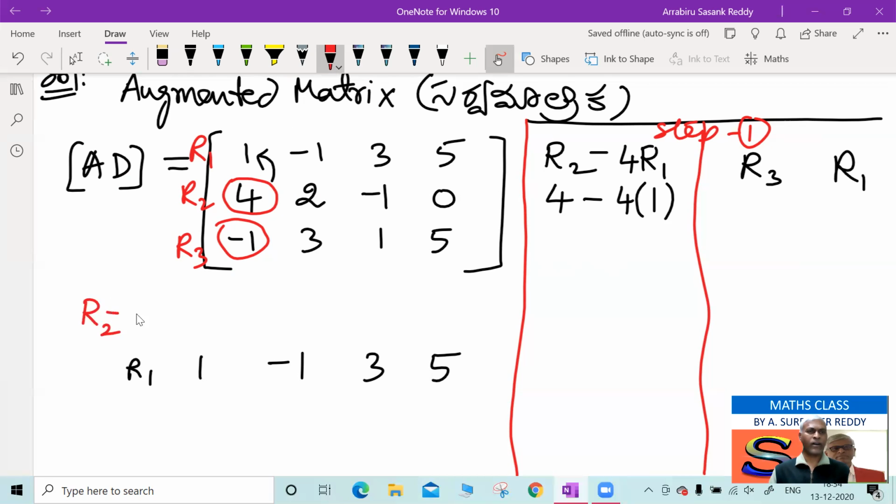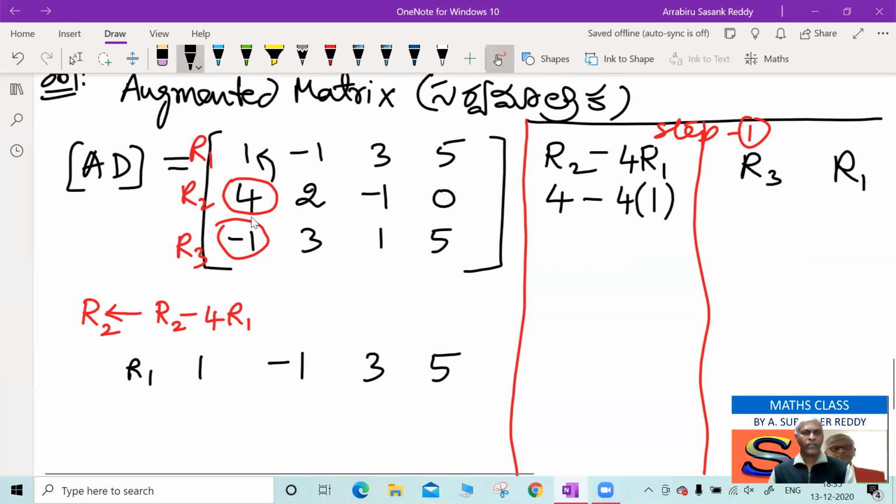So we are changing R2 elements as R2 minus 4R1. By applying this formula, in place of R2 4, in place of R1 1, the 4 becomes 0. We are changing second row elements. By applying this formula, the second row elements will change.